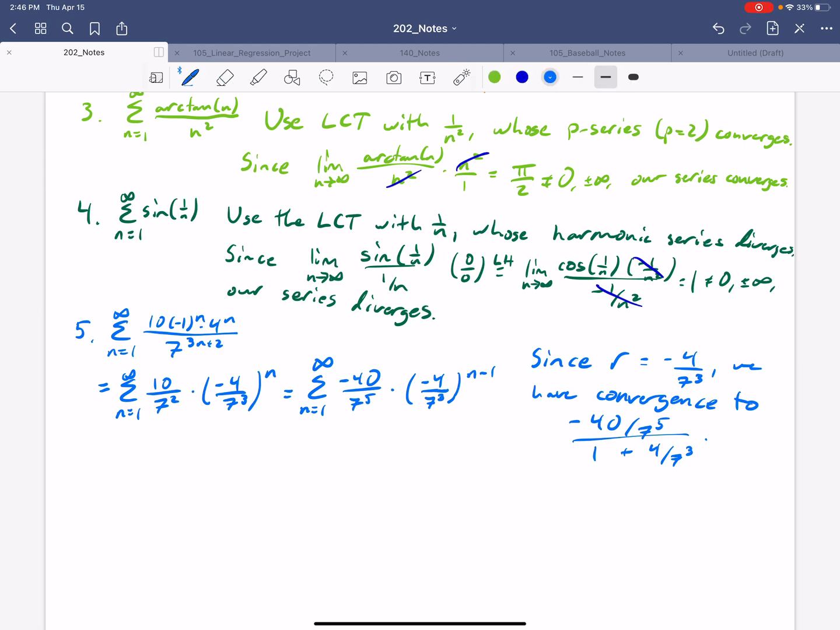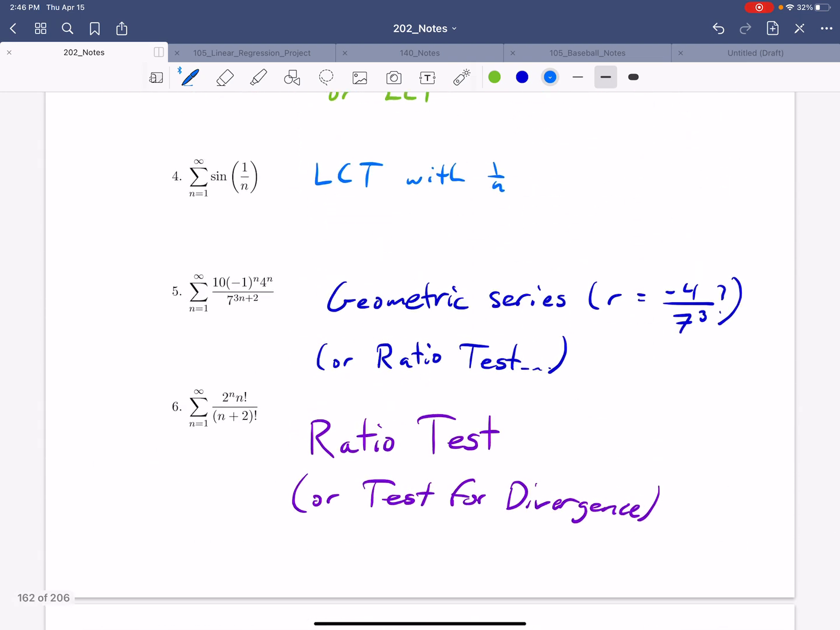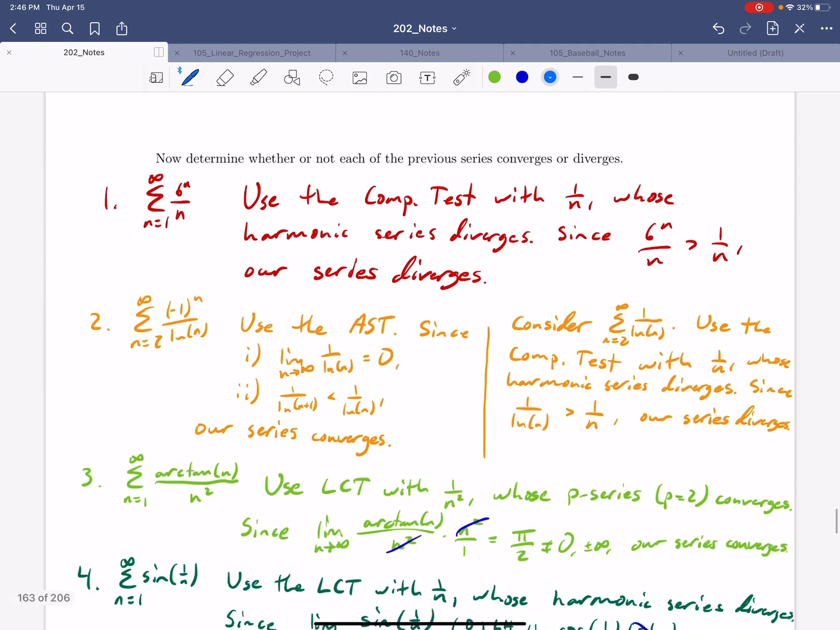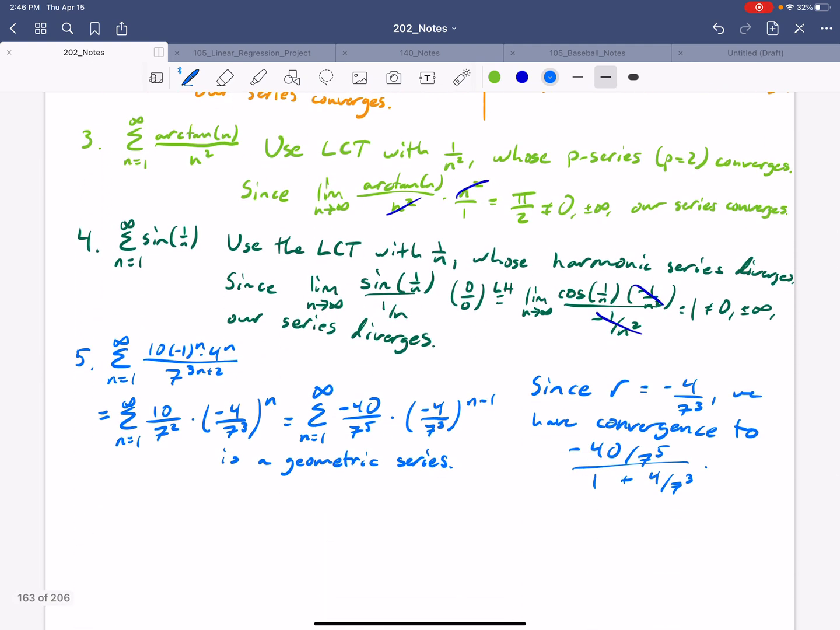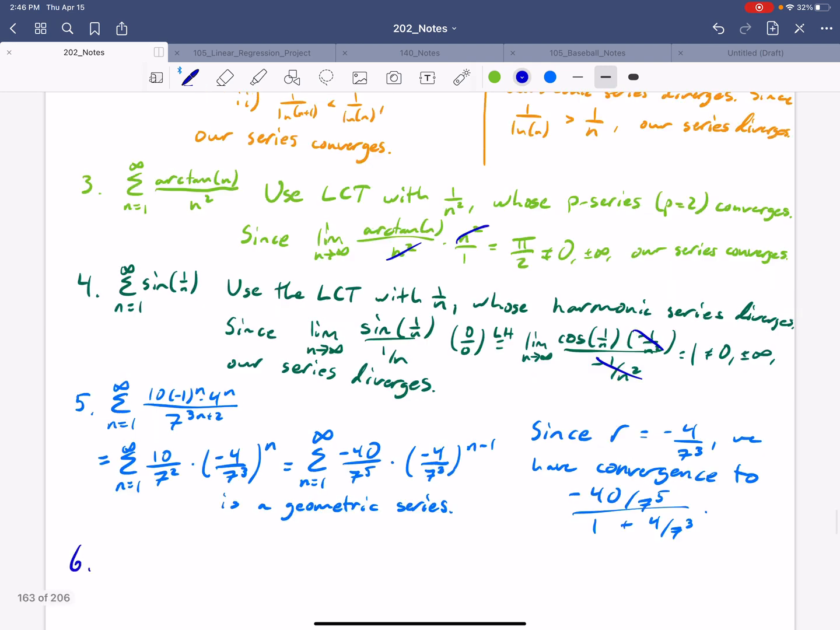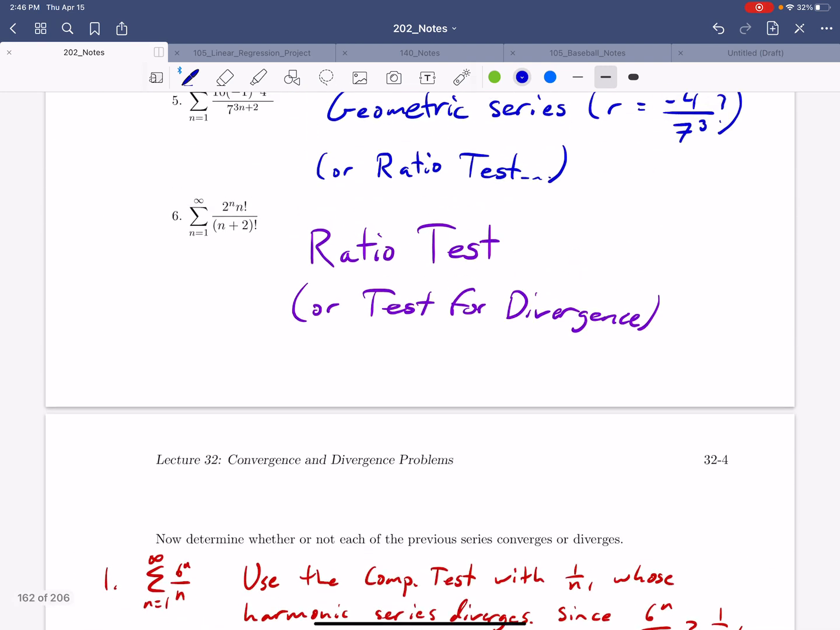I probably should make this a complete sentence. This is a geometric series. All right. Hopefully that's recognizable as a geometric series. All right, raising a bunch of stuff to the n. Okay. All right, and last but not least, I think my color coordination's a bit off. Oh well. Number 6 just reeks of the ratio test.